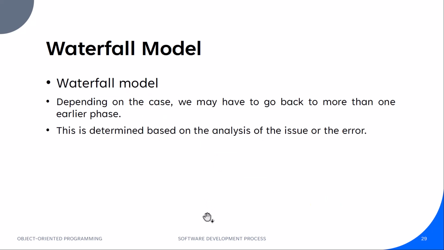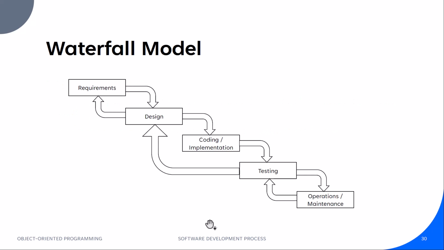Depending on the case, we may have to go back to more than one earlier phase, and this is determined based on the analysis of the issue or the error. So here is an example. Let's say we identify a problem in our testing phase, and then when we analyze the problem, we determine that it's related to the design. So rather than going back to the coding or implementation phase, we may directly go to the design phase and redesign that module or redesign the necessary part of the software product. Then we are going to update or revise our code. Then the new revision will be tested.